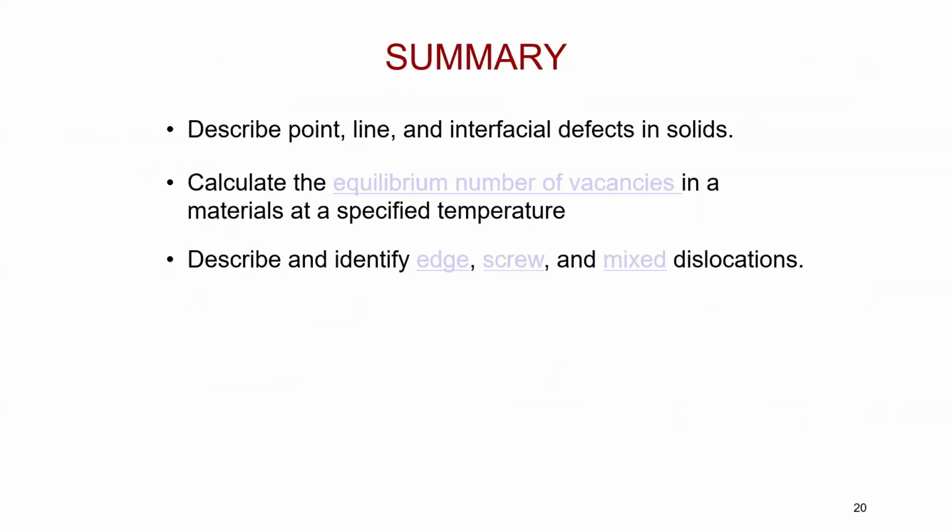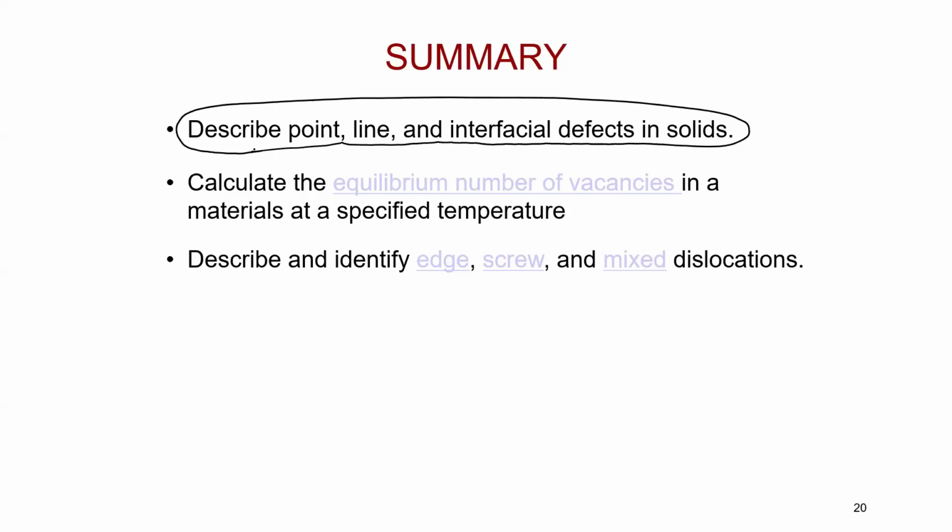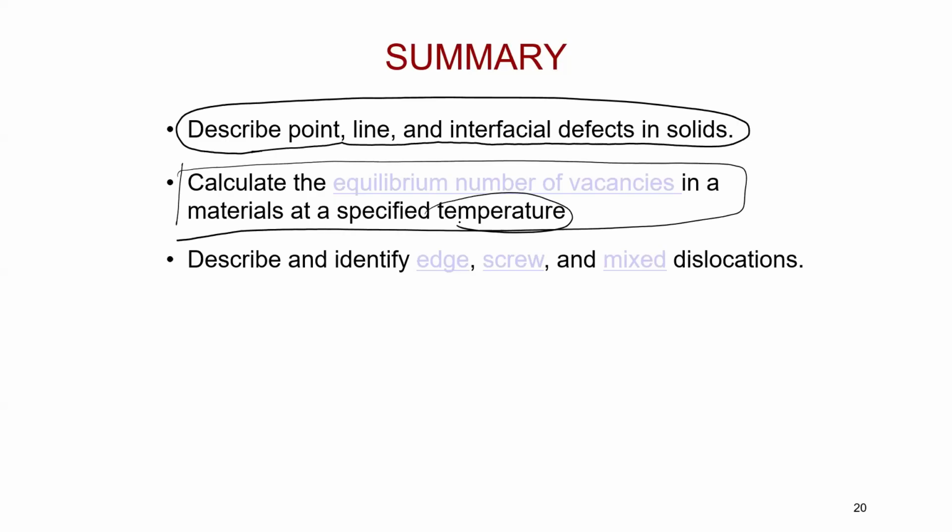Okay, so that's what we have for today's class. We discussed the point defects, line defects, interfacial defects, all that. We have some equations that we have to use in the tutorial class to do some numerical questions. So calculate the equilibrium number of vacancies. It depends on the temperature. You can remember the temperature was in the equation. So we are doing this in the tutorial.